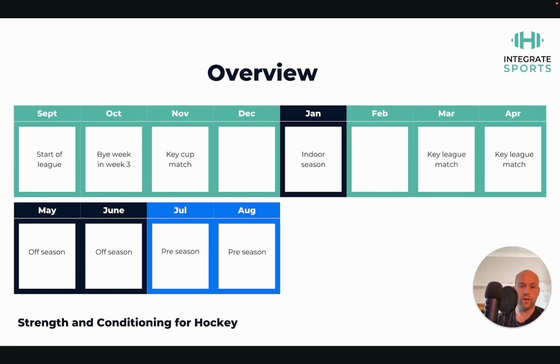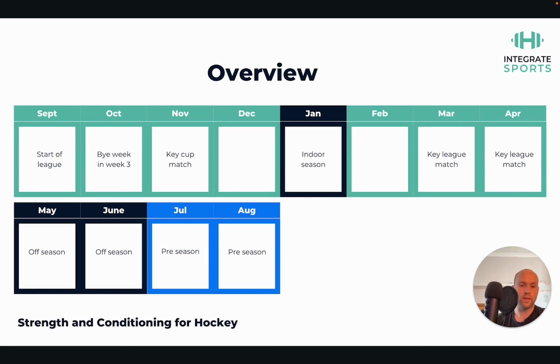Imagining this is just the UK club season, starting in September, finishing in April. You can see how these distinct phases now become clear. We have a sort of 4-month cycle up until Christmas. We then have the January indoor season. We've got a few months post-Christmas then with league and cup matches. We've then got an off-season period in May, June. We've then got pre-season in July and August.